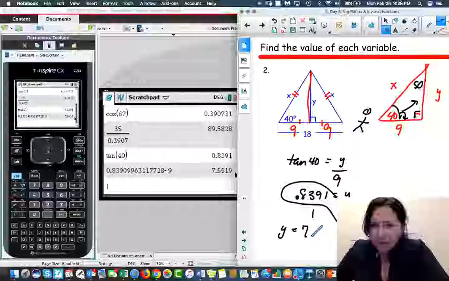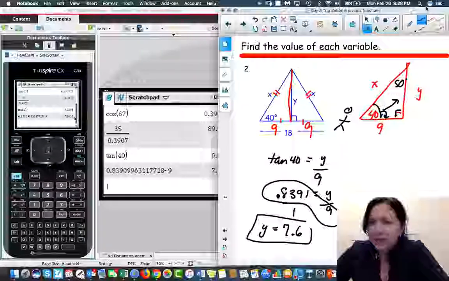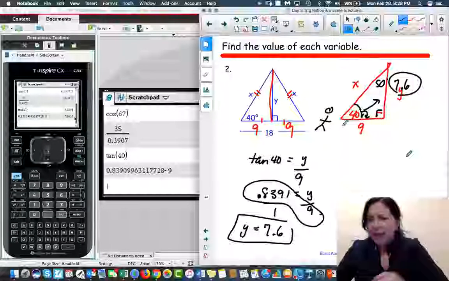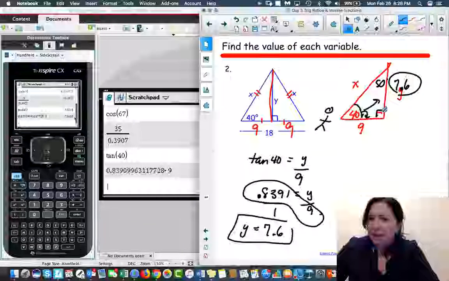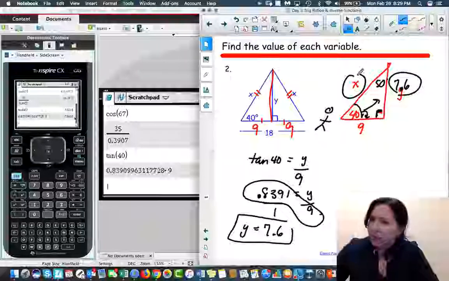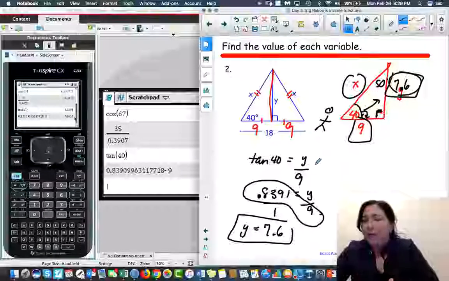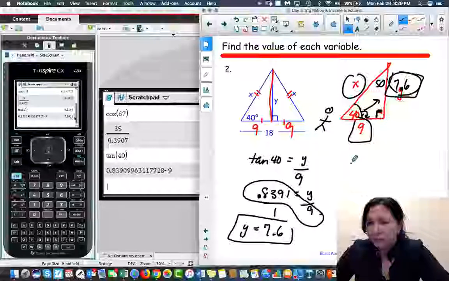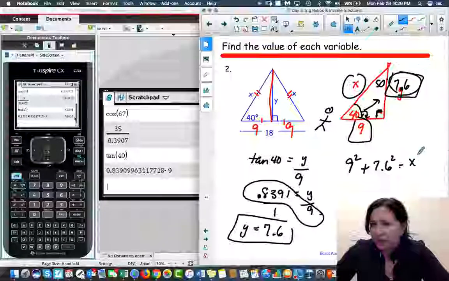So 7.6. So this is y. Now y is 7.6, so this value here, 7.6. Like on the other problem, I forgot to mention this to you, but I could also use the Pythagorean theorem to find the third side. Once I have two sides, where before I only had one side, there was no way I could use the Pythagorean theorem. But let's just use that for practice: 9 squared plus 7.6 squared is equal to x squared.